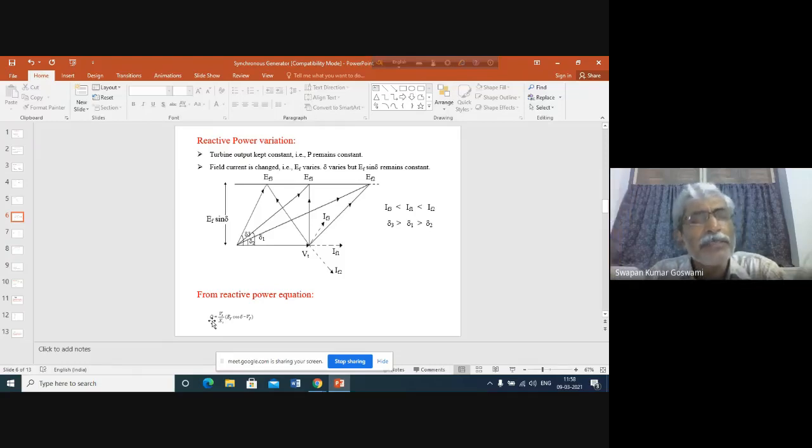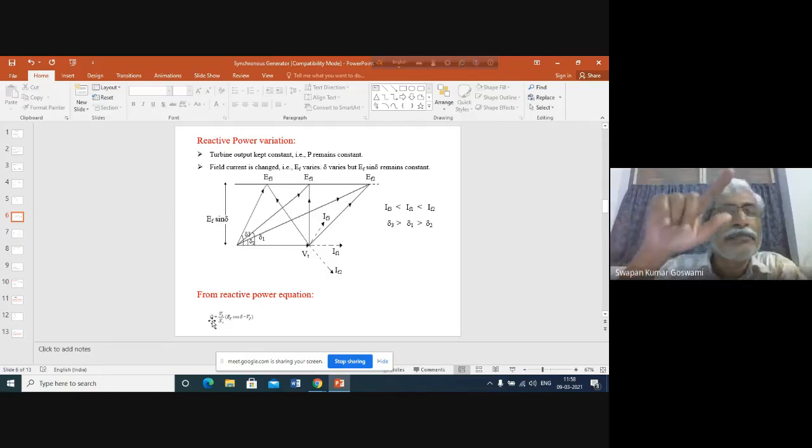EF is increasing because IF is increasing. So when IF is increasing, field current is increasing, and when field current is increased, as a result, armature current also will increase. And it will deliver the same active power, but at a cost of higher armature current. So we are delivering the same active power, but armature current is more. Am I clear? Yes, sir.